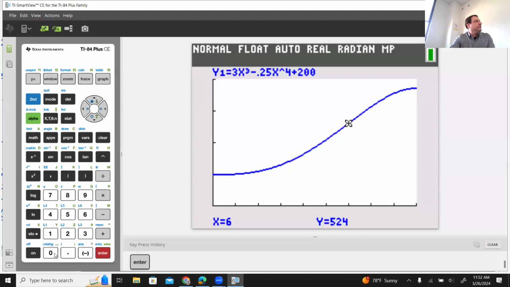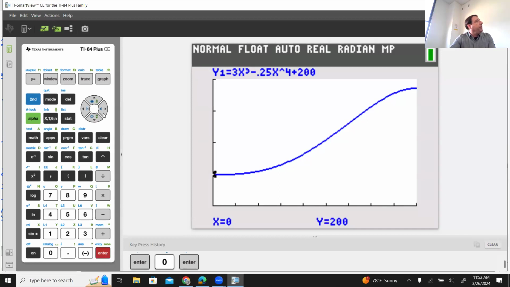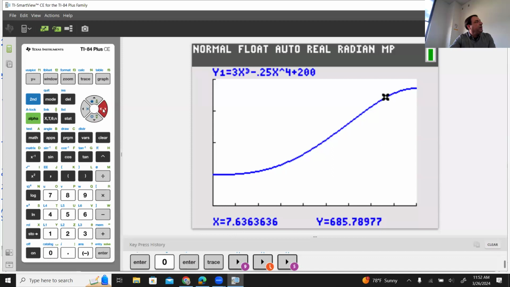Let's examine 0. So I'm going to type in 0. And from 0, I'm going to press trace. When I press trace, look at the y values. Are they going up or going down? They're going up. And then even up here, look at the y values. They're still going up. It's increasing the whole time. It's at a flat point, and from that point, it's going up.